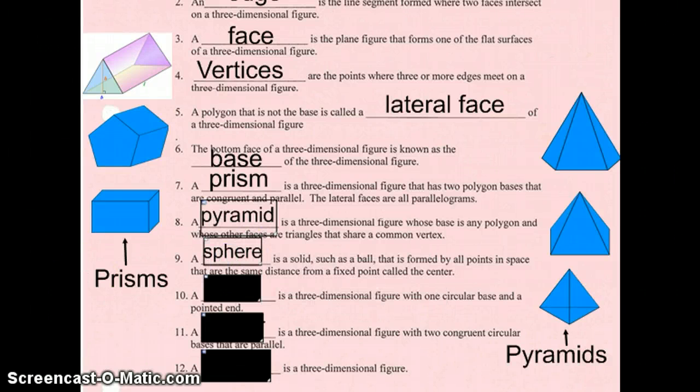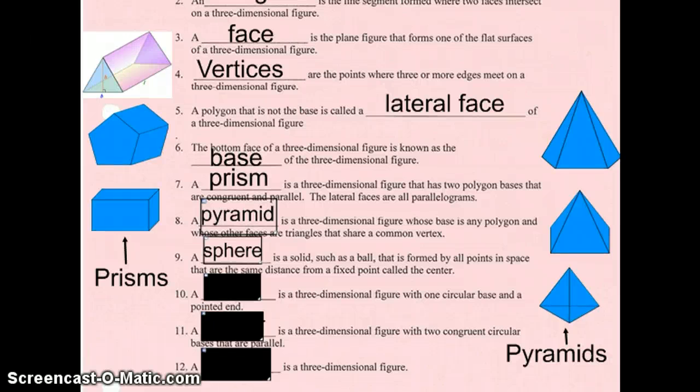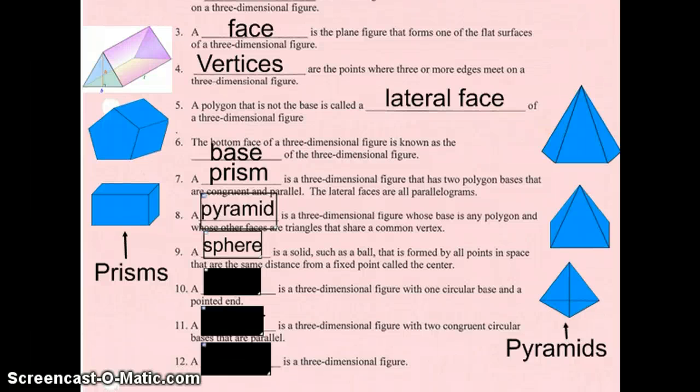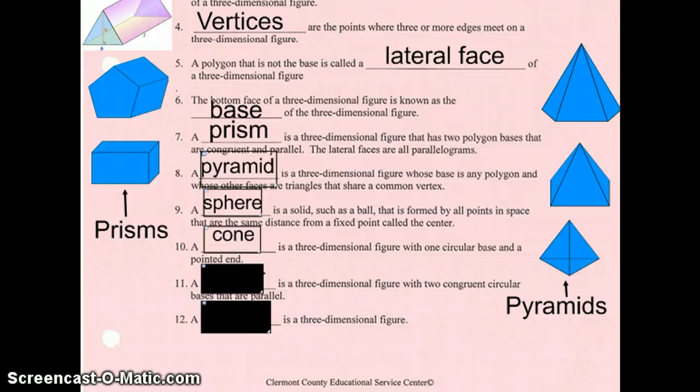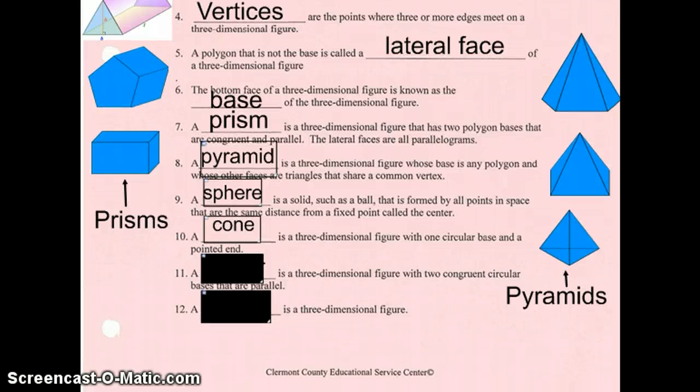A sphere is a solid, such as a ball, that is formed by all points in space that are the same distance from a fixed point called the center. So that would be like a basketball, softball, any kind of sphere. A cone is a three-dimensional figure with one circular base and a pointed end. So we all know what a cone looks like from an ice cream cone.